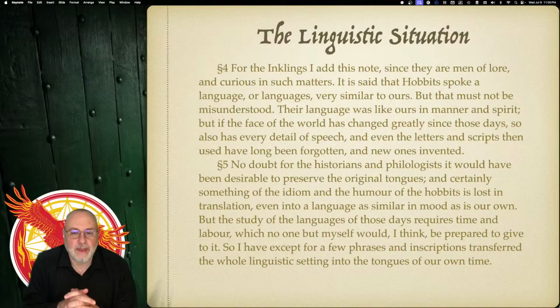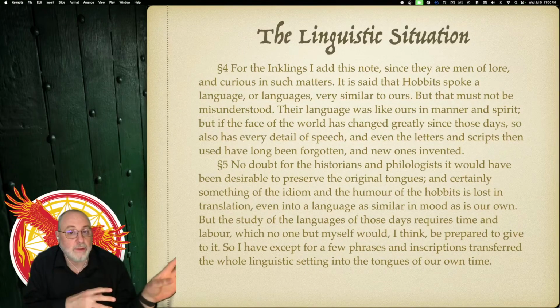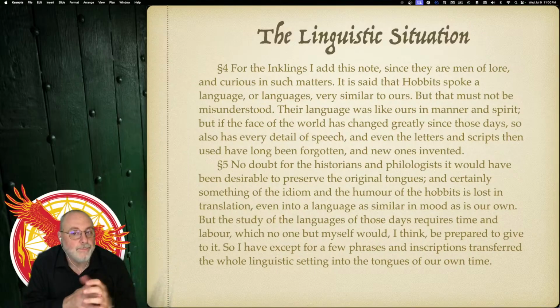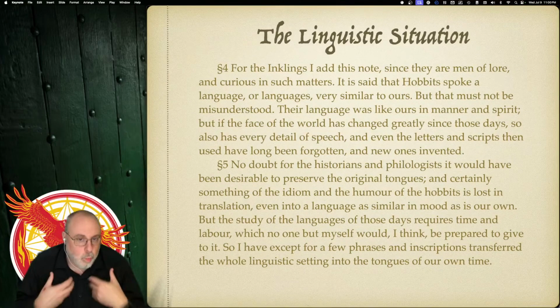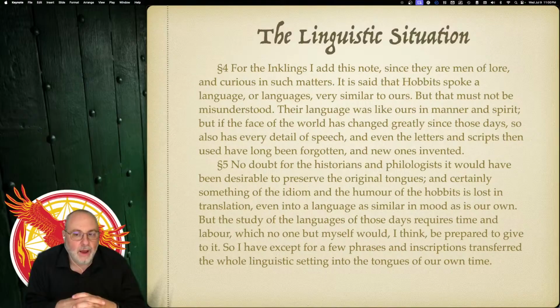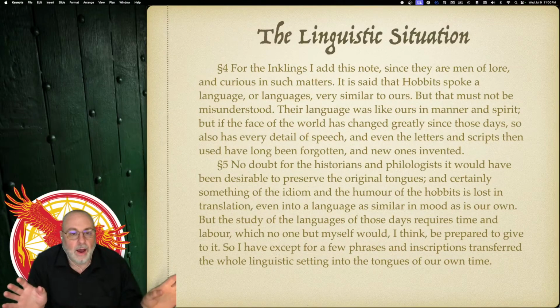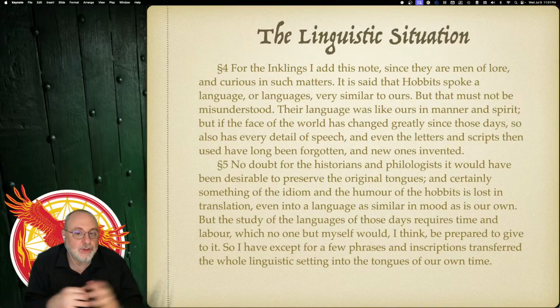So notice, "If the face of the world has changed greatly since those days, so also has every detail of speech. Even the letters and scripts then used have long been forgotten and new ones invented." It's like he's implying that there is no connection with the languages of those days in Proto-Indo-European, that all modern languages have grown up totally independently of the languages of those days. He doesn't state that explicitly, but again, I take him when he says the face of the world has changed greatly, so also has every detail of speech.